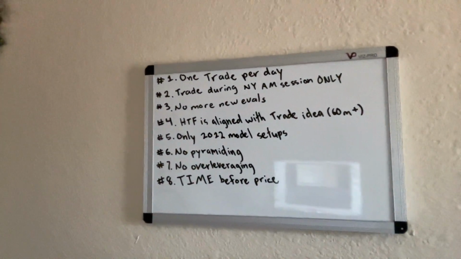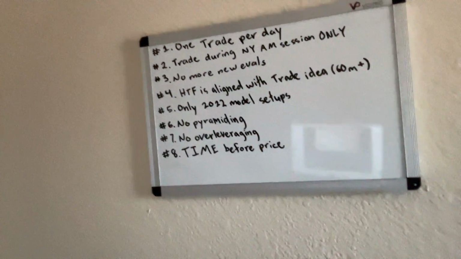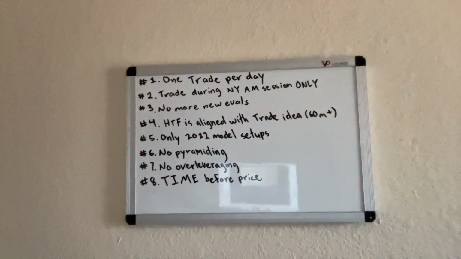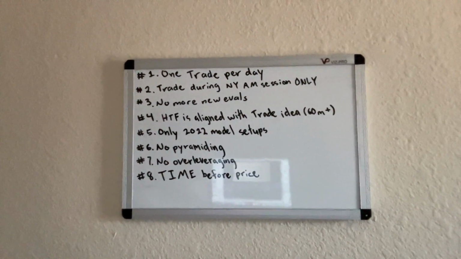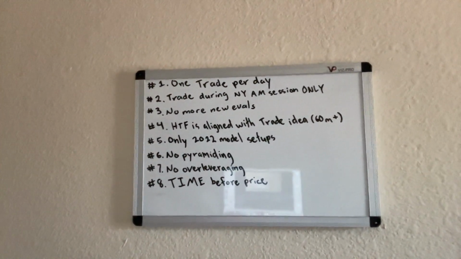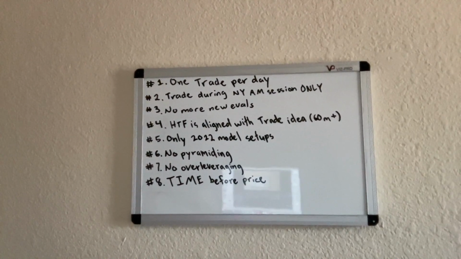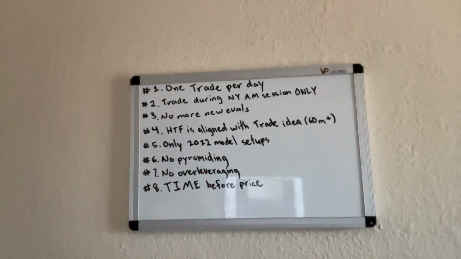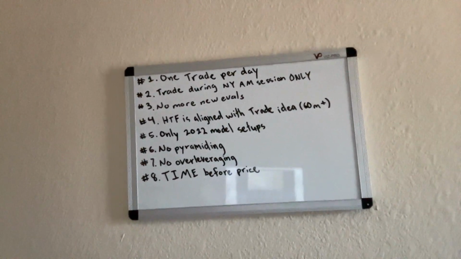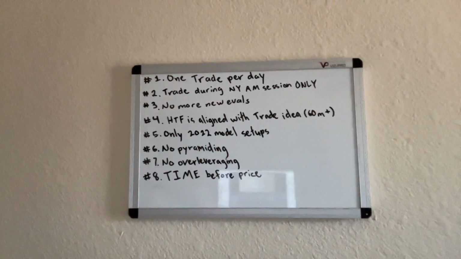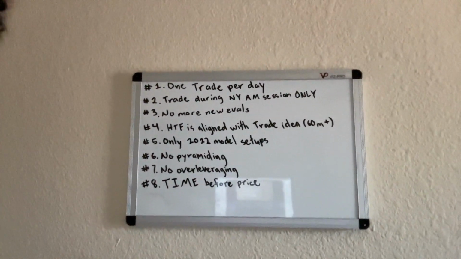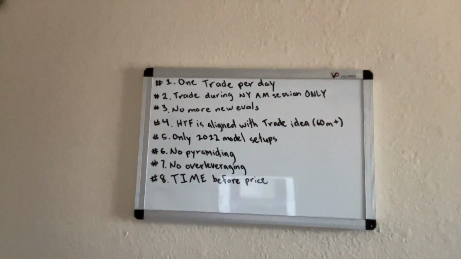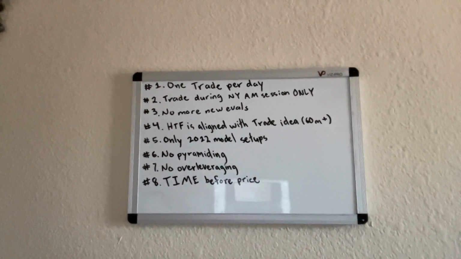Number 3, no more new evals. I don't want to keep buying evals and resetting. I want to just keep my eval expenses low and just make money instead of blowing it. Number 4, higher time frame is aligned with trade idea, hourly time frame or higher. That just helps with the higher probability setups, and helps me not take those lower probability setups and get caught in the chop. Number 5, only 2022 model setups. That's my A+ setup.